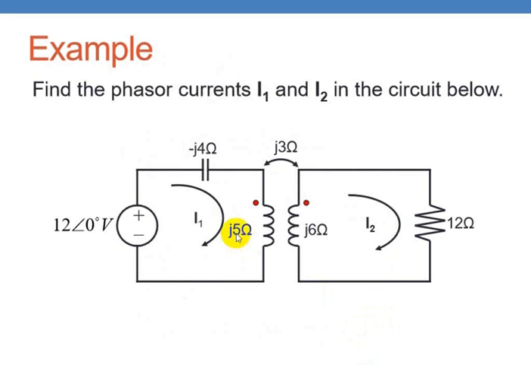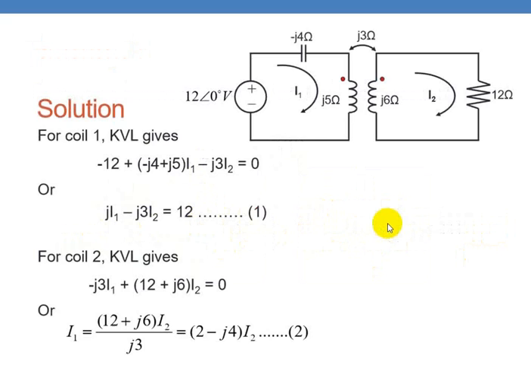Next, coming to the next example, find the phasor currents I1 and I2 in the circuit below. So here these two are coupled coils. The reactance of mutual inductance is given as J3 ohms. And here in this first mesh we have a voltage source 12 at an angle 0, capacitive reactance minus J4 and inductive reactance J5 ohms. On this side we have inductive reactance J6 ohms and a resistance. The current directions are assumed clockwise, I1 and I2.